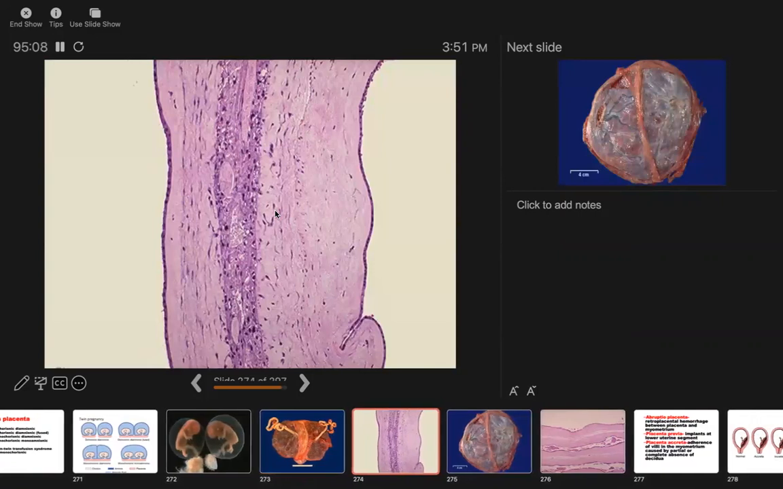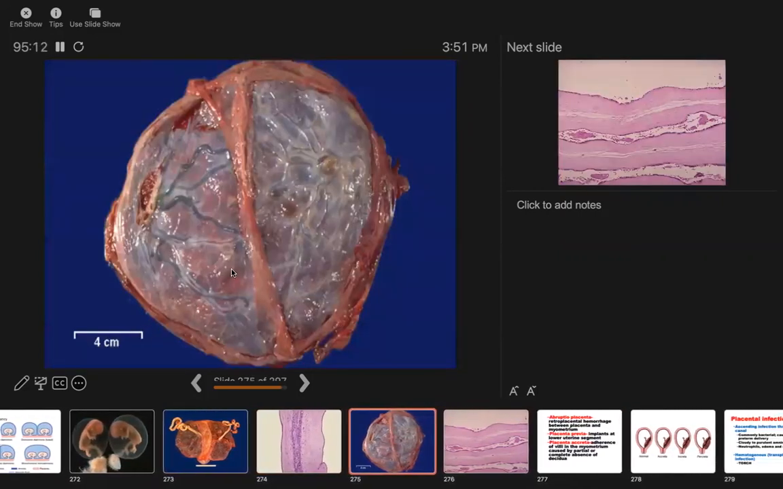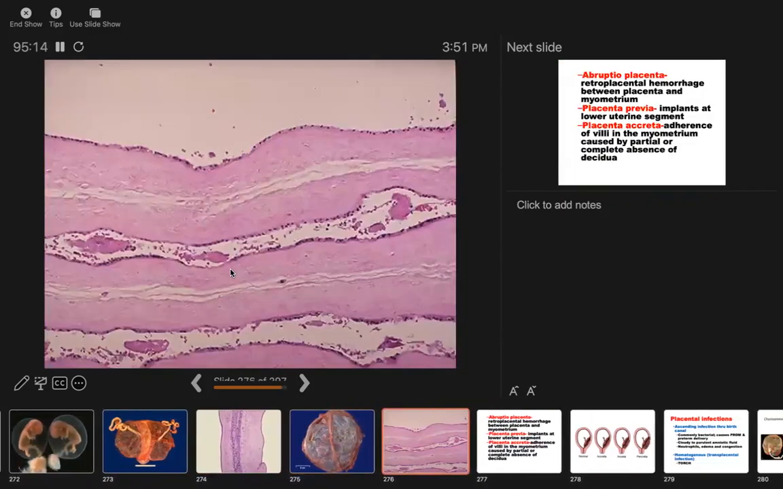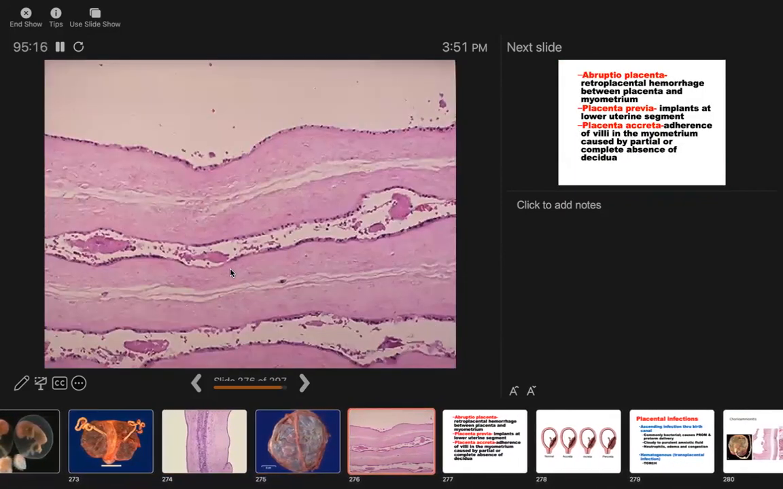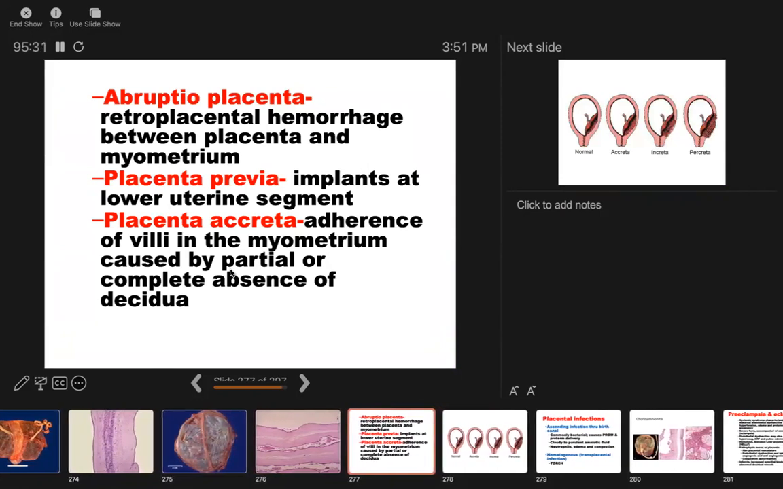So this is an example of normal. And then, as I have said, you have to measure everything. Why? Because in the presence of infection, it is often very much appreciated in sections taken from the placenta, the membranes, and even the umbilical cord. Now, there are abnormalities in the placenta.